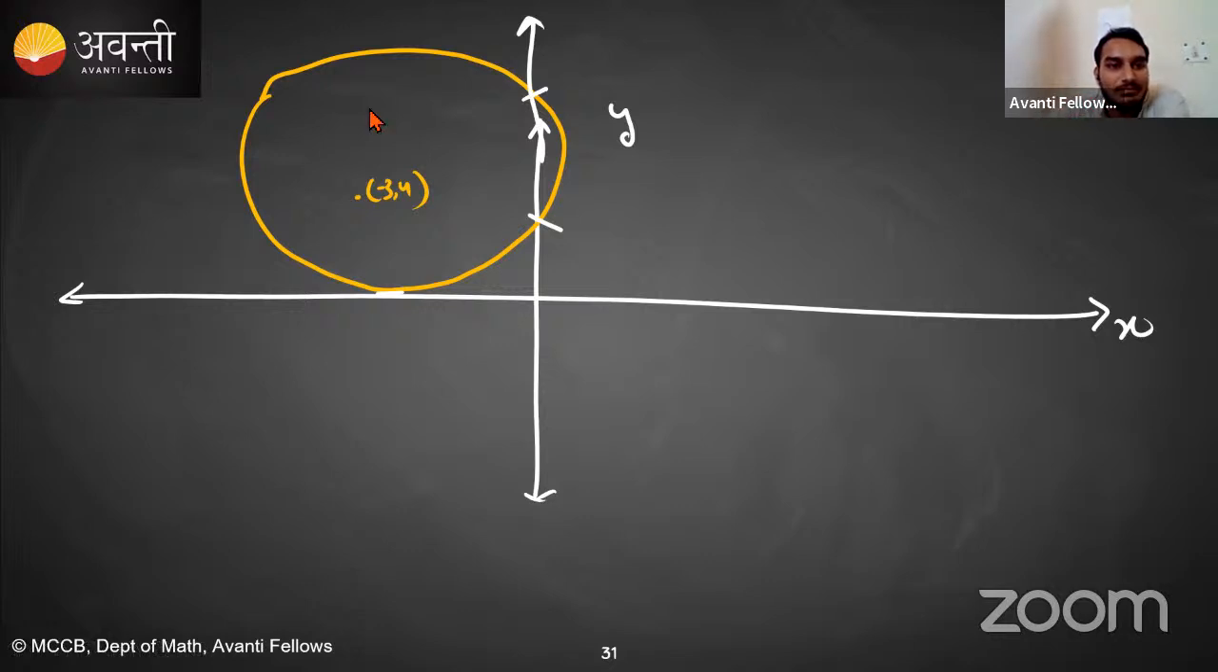If you want to quickly draw a sketch of the circle, showing how it looks, you just need 2-3 pieces of information: the center, the radius, how the x-intercept is behaving, and how the y-intercept is behaving. According to that you can easily draw the circle. I hope this is clear to you.